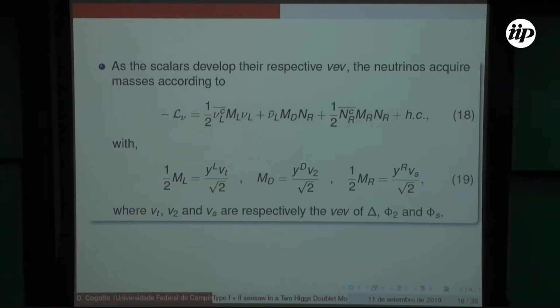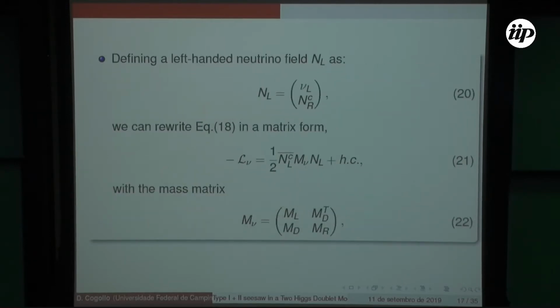After the spontaneous symmetry breaking, we generate these mass matrices for the neutrinos. We generate a Majorana mass term for the left-handed neutrinos, a Dirac mass term, and a Majorana mass term for the right-handed neutrinos. We define a six-dimensional vector to rewrite the mass matrix in this way. And we have here the more general matrix for the neutrinos, where we have Majorana mass terms for the left-handed neutrinos, Majorana mass terms for the right-handed neutrinos, and Dirac mass terms.